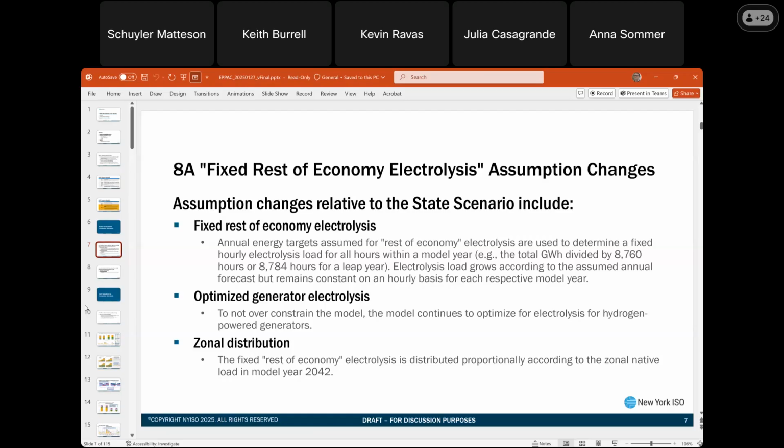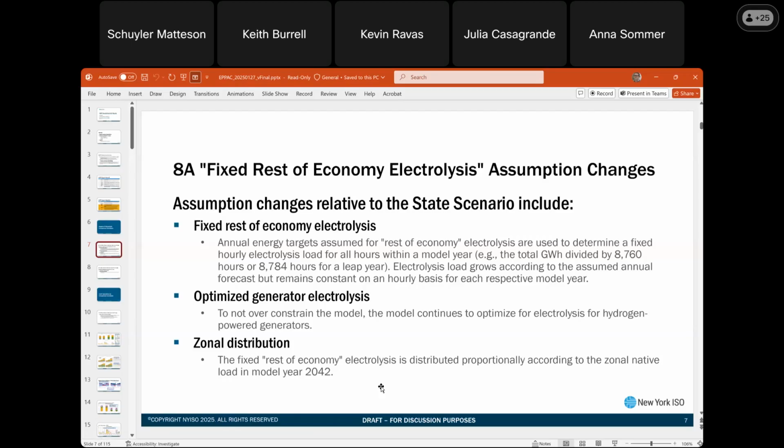So we're assuming that this electrolysis is a fixed amount, a fixed hourly electrolysis load for all hours within a model year. So just taking that amount and dividing it by the number of hours within the year. And as I had mentioned, this electrolysis load is going to grow according to the assumed annual forecast, but remains constant on an hourly basis. So that's the fixed portion of the electrolysis.